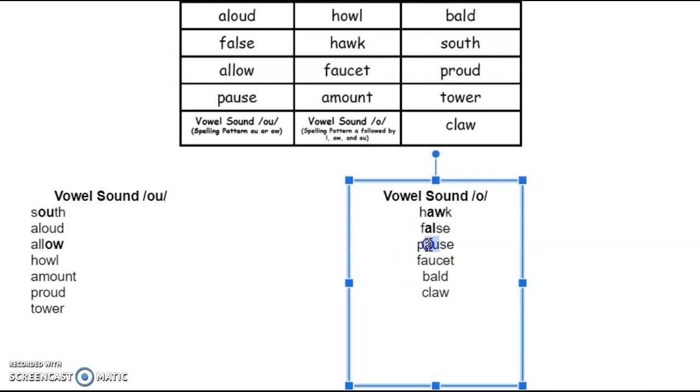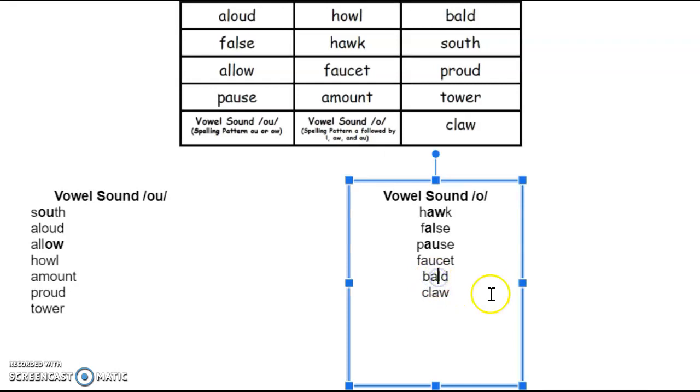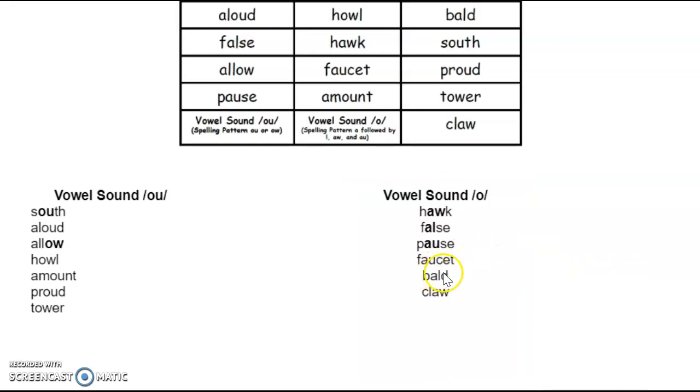If you look here, what spelling pattern do you notice in pause? A-U. Same thing with faucet, A-U. A followed by an L, a consonant L, makes that sound aw. And claw, AW, just like in hawk, there's an AW.